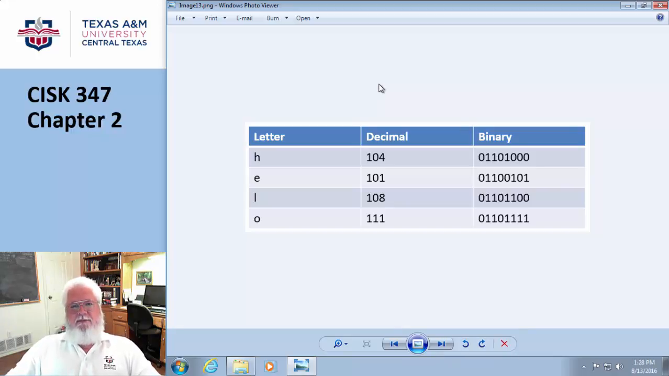Okay, this is a good place to stop for the 15-minute mark. We'll pick this thing up again in just a few.